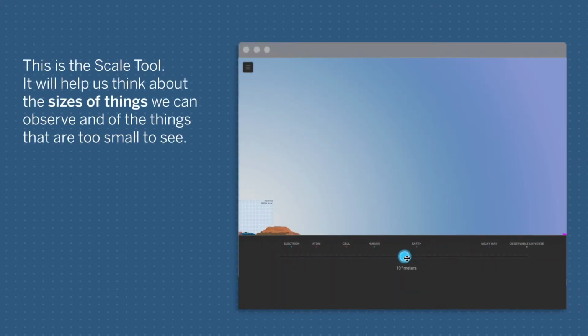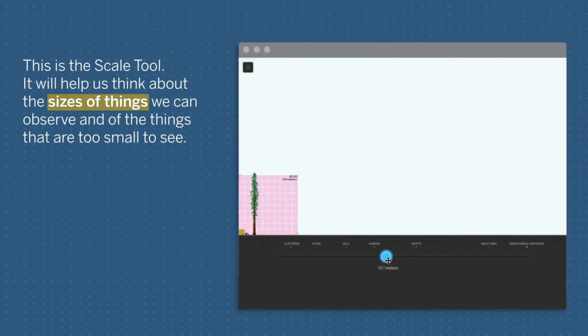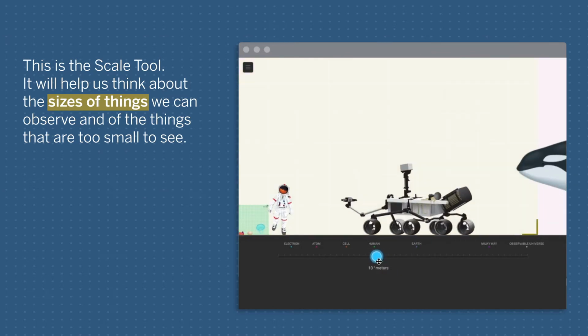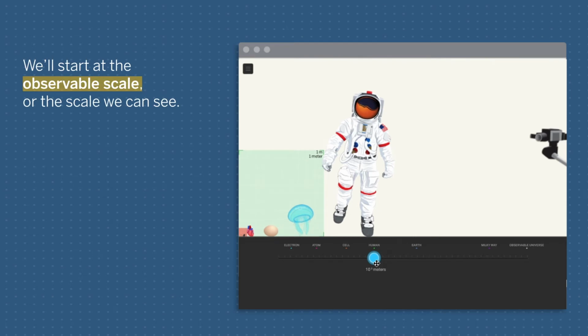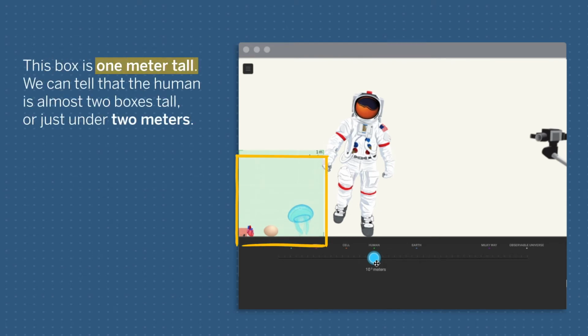This is the scale tool. It will help us think about the sizes of things we can observe and of things that are too small to see. We'll start at the observable scale, or the scale we can see. This box is 1 meter tall. We can tell that the human is almost 2 boxes tall, or just under 2 meters.